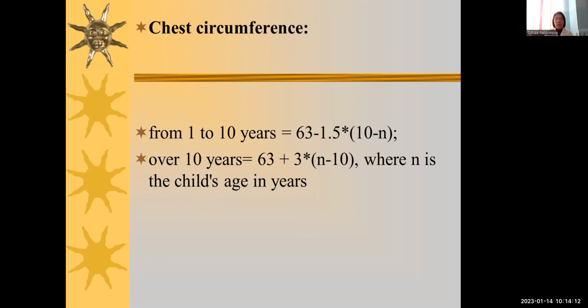Formulas for calculation of normal chest circumference. From 1 to 10 years: 63 minus 1.5 multiplied by (10 minus n). After 10 years old: 63 plus 3 multiplied by (n minus 10), where n is the child's age in years.